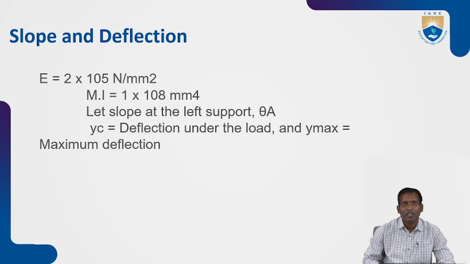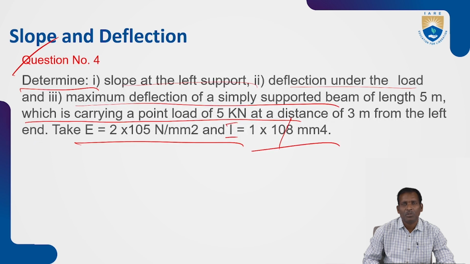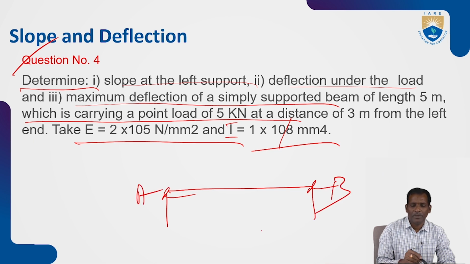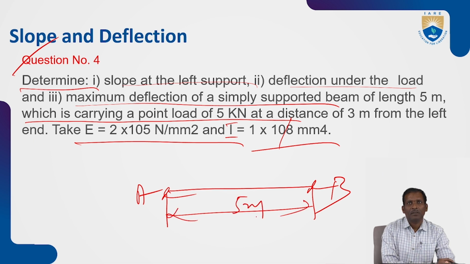So here, the slope at the left end. The diagram is not given: the simply supported beam of length 5, which is carrying a point load of 5 kilonewtons at a distance of 3 meters. So you have to draw the simply supported diagram A and B. Under the load, the length is 5 meters and the distance is 3 meters from the left.